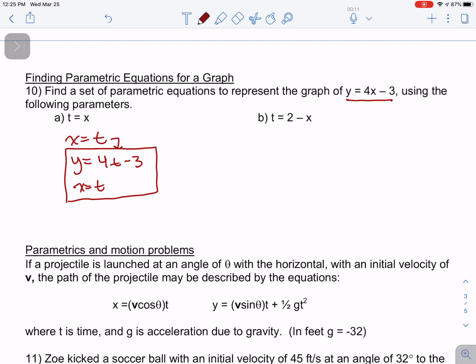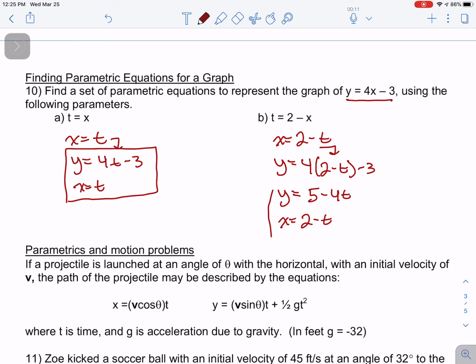This one right here, let's solve for x again. We're going to get x to equal, what is it, 2 minus t? So y is going to equal 4 times, not x, but 2 minus t, minus 3, which will simplify to, it looks like 5 minus 4t, and x we already said is 2 minus t, so this is the parametric equation for those parameters.